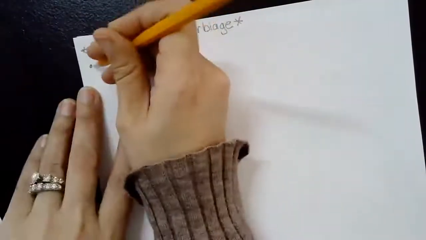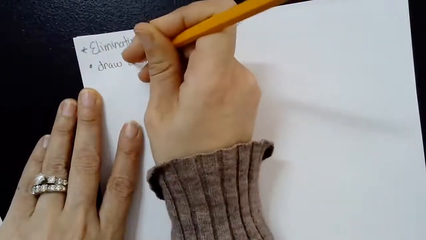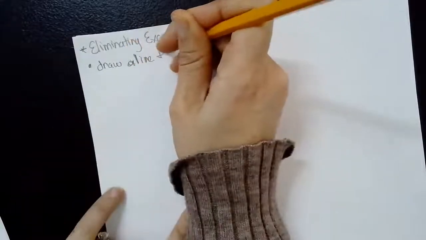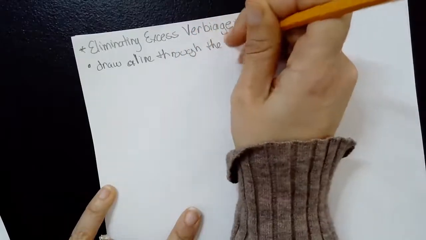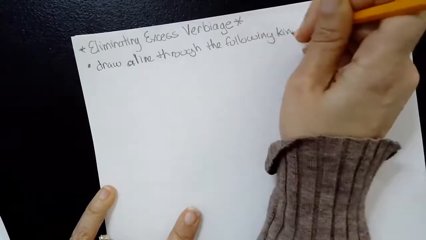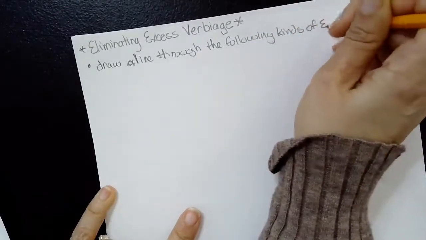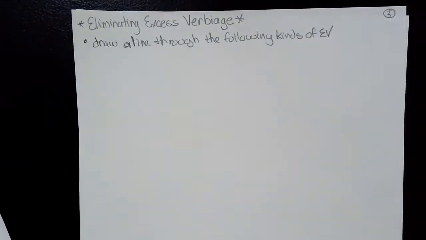Okay. So, draw a line through the following kinds of EV. From now on, EV will mean excess verbiage unless otherwise indicated. Remember to write everything down that I write down, and remember to write small so that we have a lot of room to take notes.